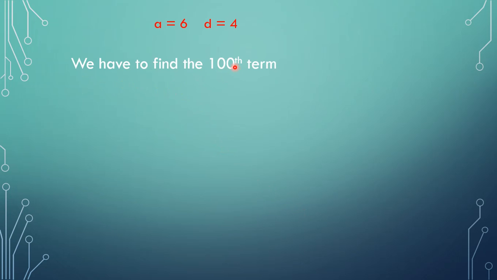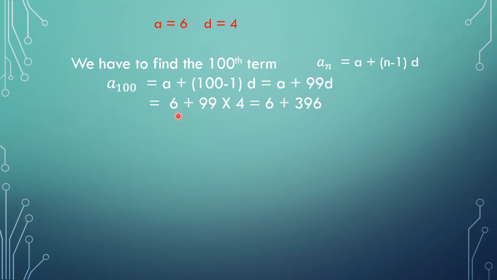So the 100th term we can write by the nth term formula: an is equal to a plus n minus 1 into d. a100 is equal to a plus 100 minus 1 into d, that is equal to a plus 99d. Then we put the values of a and d here. So we get a100 is equal to 6 plus 99 into 4, that is 6 plus 396, and 6 plus 396 is 402. So we can write a100 is equal to 402.